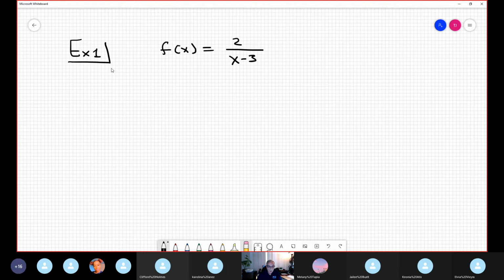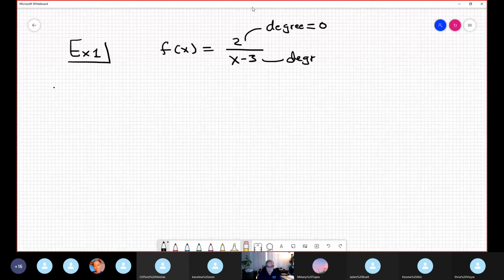Let's do it. Okay, the factor form. Well, by the way, the degree of the numerator is 0 because we have no x. And the degree of the denominator is 1. It's equivalent to say this is linear, like a line. Now the factored form stays the same.